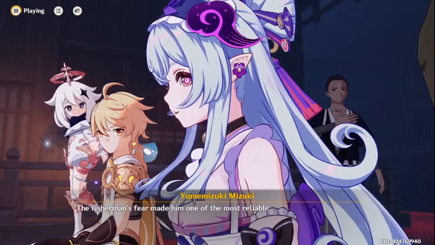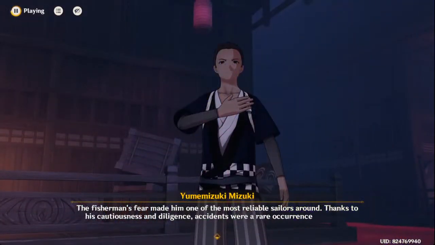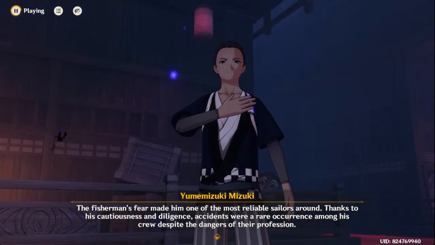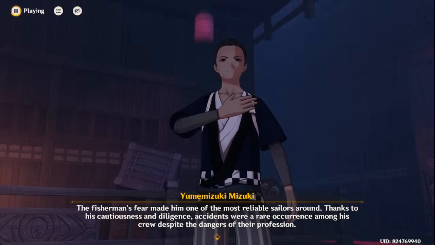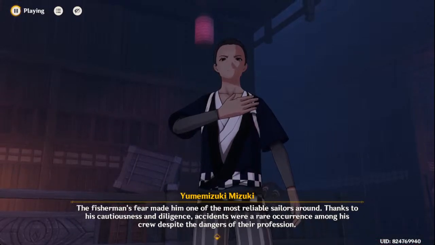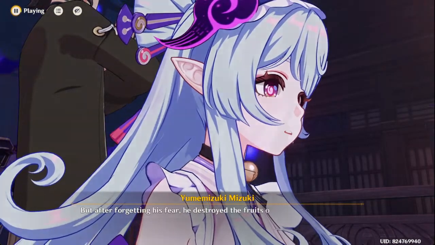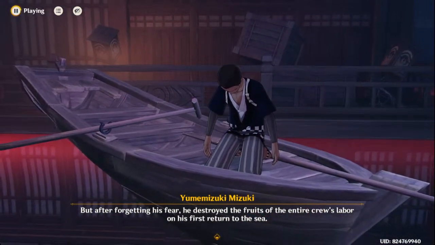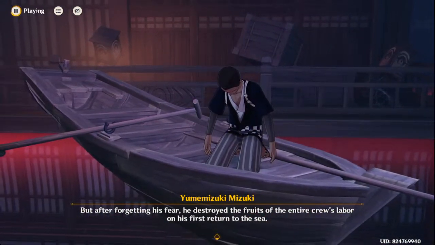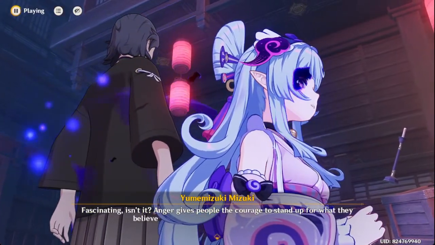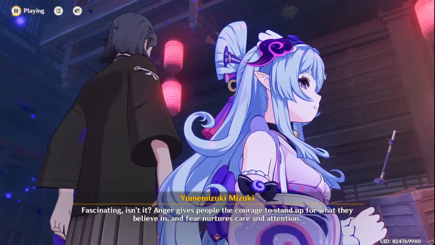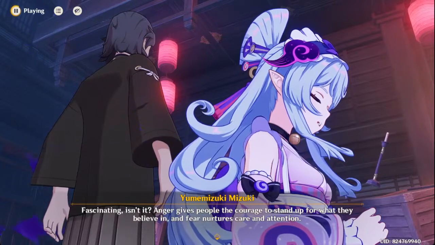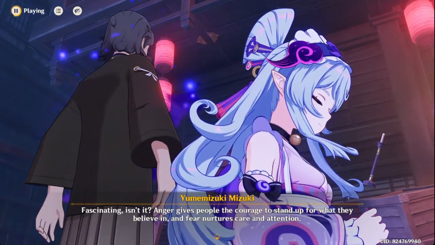The fisherman's fear made him one of the most reliable sailors around. Thanks to his cautiousness and diligence, accidents were a rare occurrence among his crew, despite the dangers of their profession. But after forgetting his fear, he destroyed the fruits of the entire crew's labor on his first return to the sea. Fascinating, isn't it? Anger gives people the courage to stand up for what they believe in, and fear nurtures care and attention.